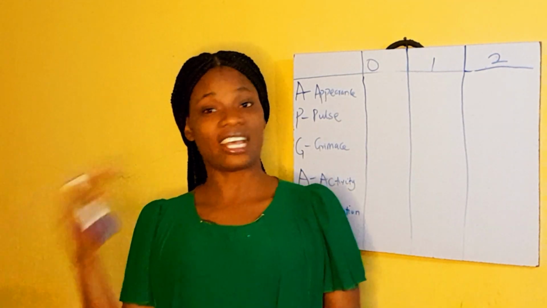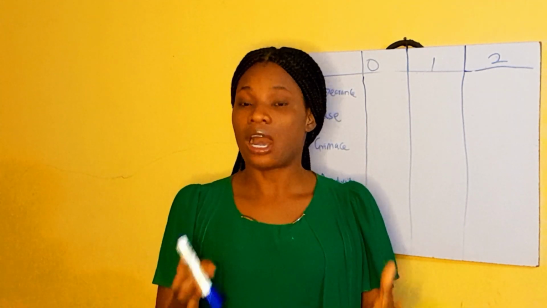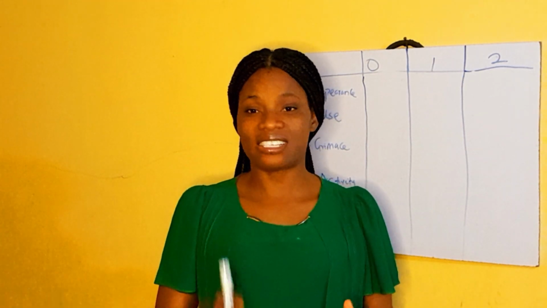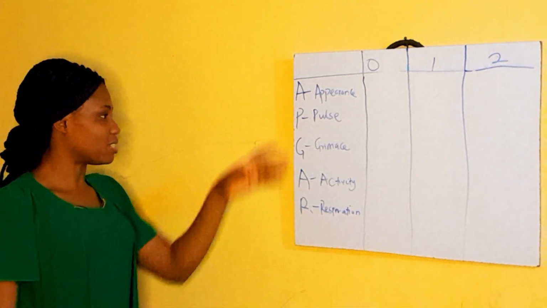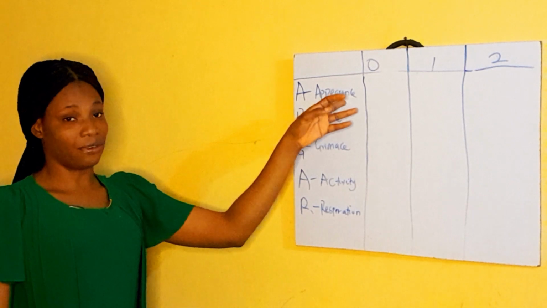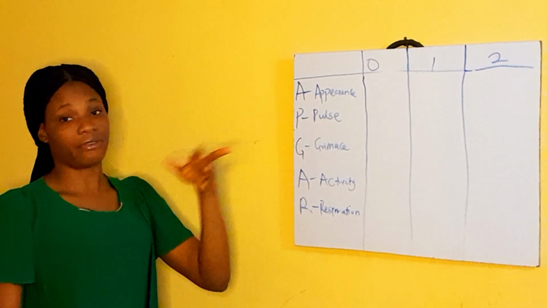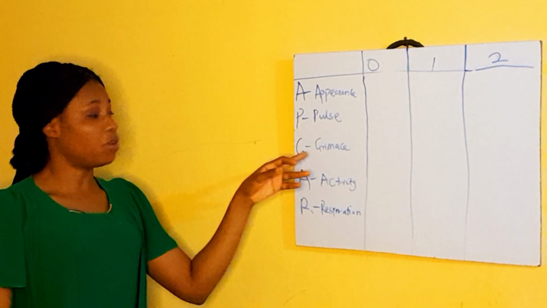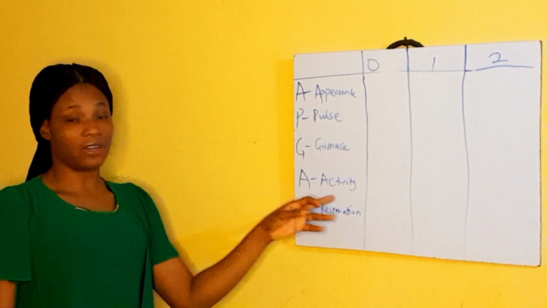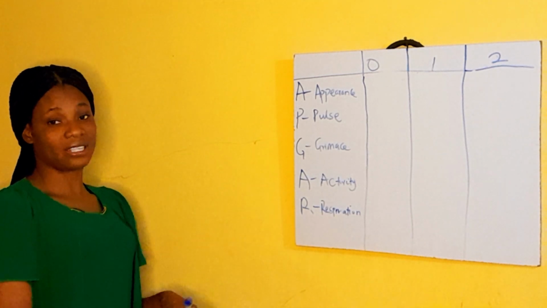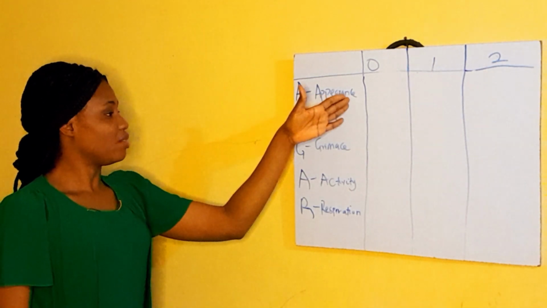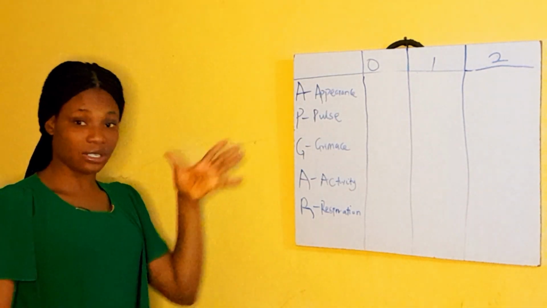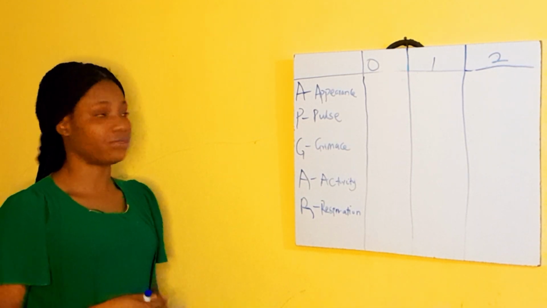As the name implies, each of the letters of APGAR represents a parameter that is used in assessing the child. So these are the parameters. A stands for appearance, P stands for pulse, G stands for grimace, A stands for activity, and R stands for respiration. So each of the letters represents a parameter that is used in the assessment of the child.